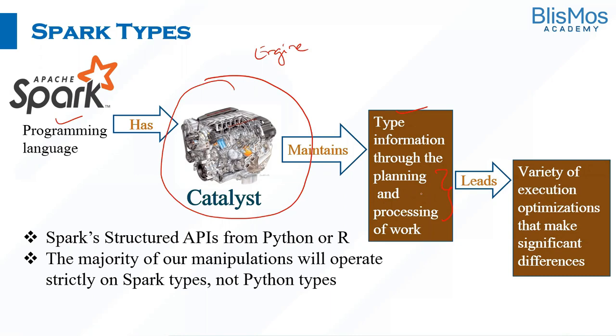So now you have Python and R. We already understood that through Python and R we can work in Spark. So you are trying to handle the structured API of Spark through Python and R. Even though you are trying to code in Python, code in R, those are in turn converted into Spark types. Those are the ones which go and get executed as a part of the execution. So Spark has its own types because Spark is a programming language on its own.